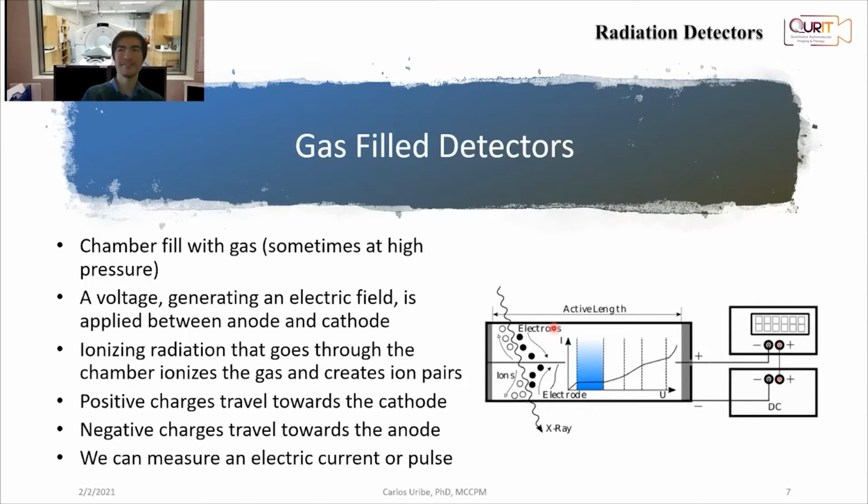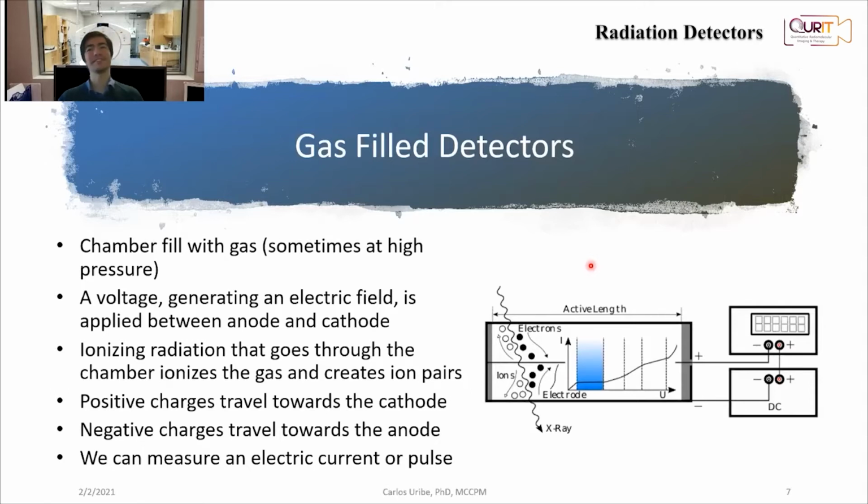So there's this difference in voltage that causes an electric field. So when ionizing radiation goes through this chamber, well, again, because of the name, it causes some ionizations. So in this gas, we're going to have some positive and negative ions. So now we have these charges.